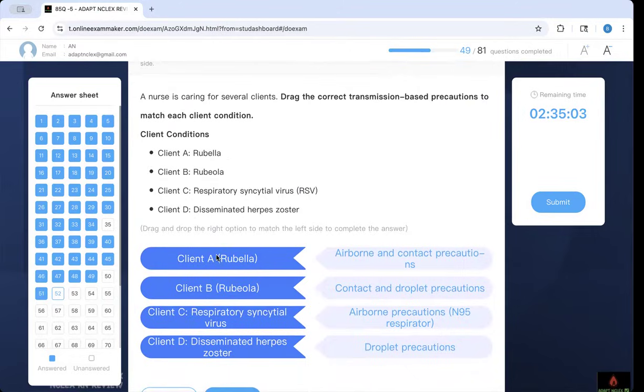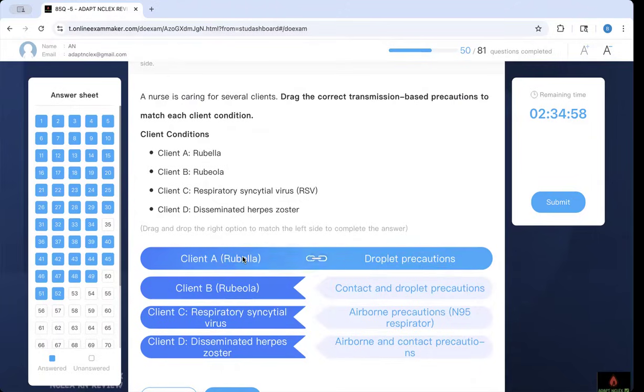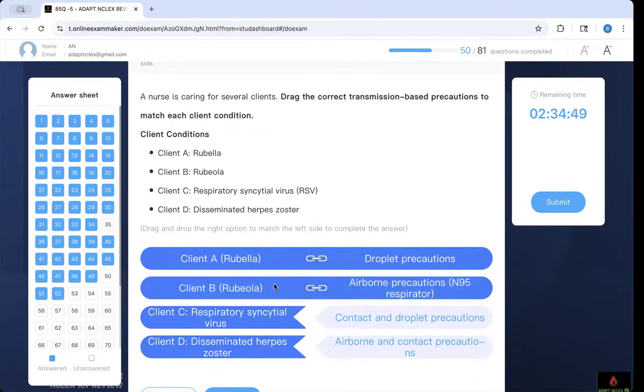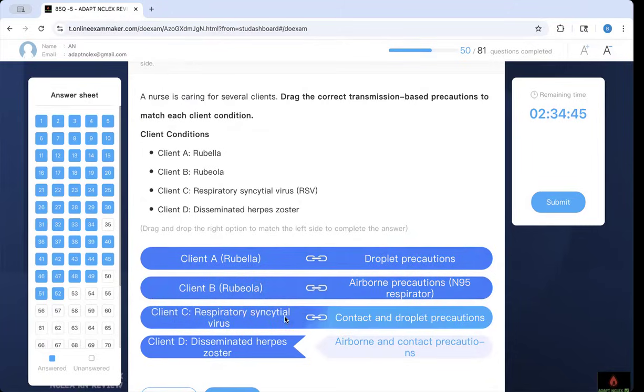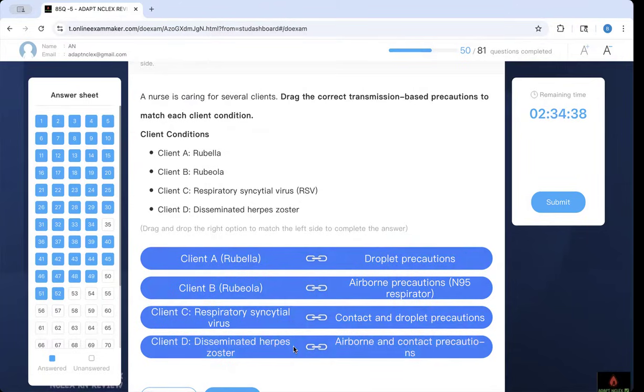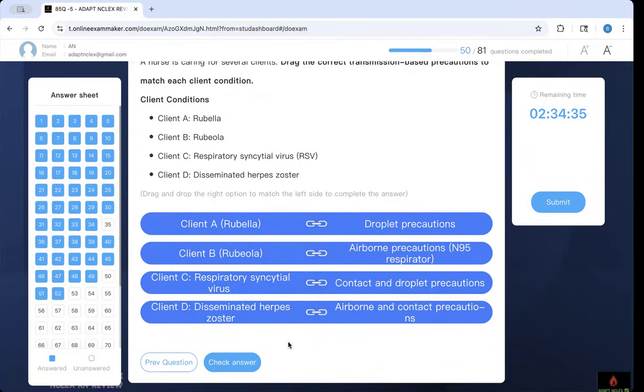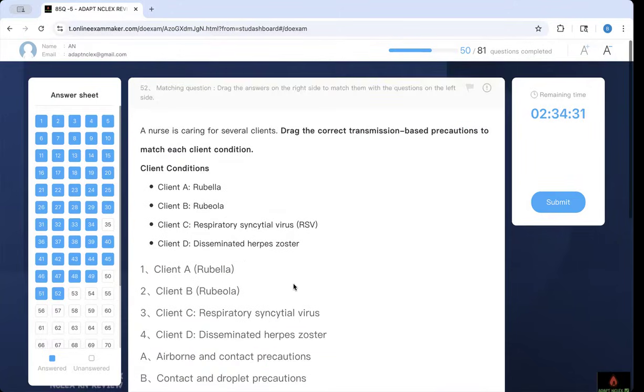What do you think? A, rubella is a droplet. Therefore, I'm going to match you with droplet. B, rubella. What do you think? This is airborne. Therefore, I see airborne N95. RSV is contact and droplet. Therefore, you go here. And you have zoster that has gone everywhere. You have both contact and airborne. This is the way you do it. If you need more with infection control, check Adaptation class for more content like that.